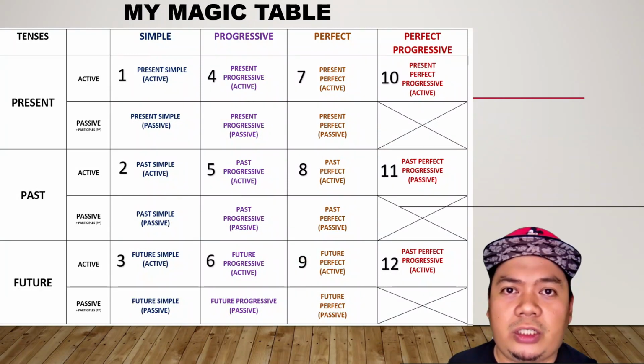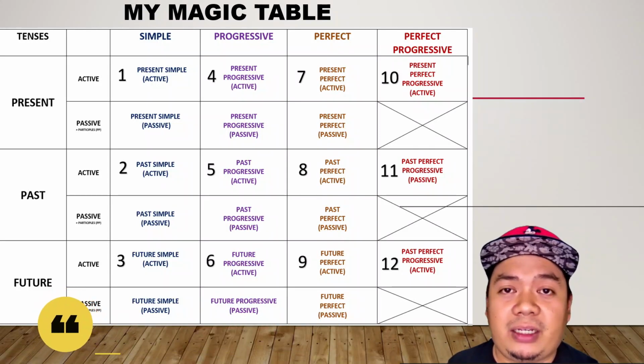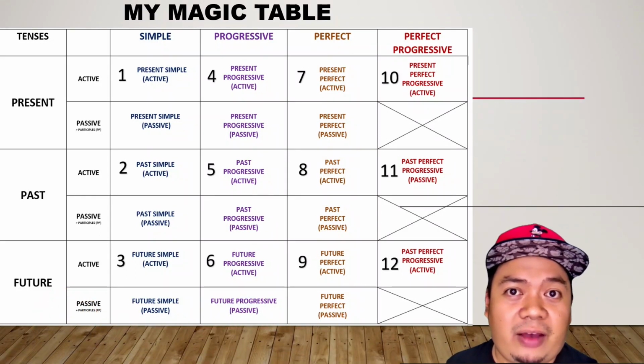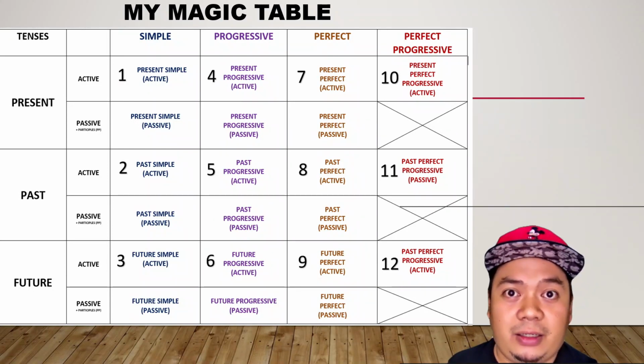I came up with a solution to this problem. I call this my magic table. I provide this table so that the students can see the whole picture of the verb tenses that we have in English. Basically, all of the verb tenses in English are in this table.